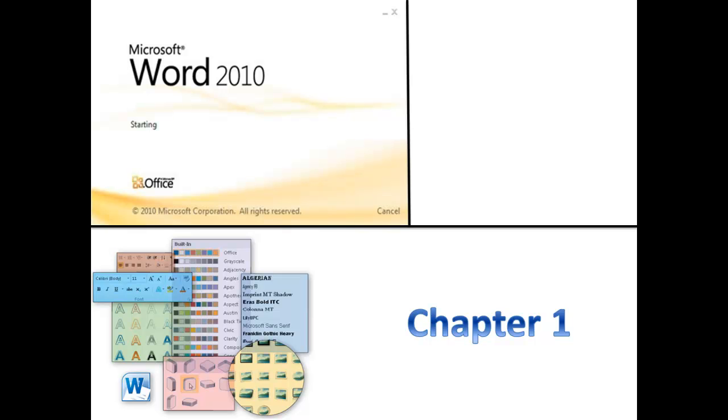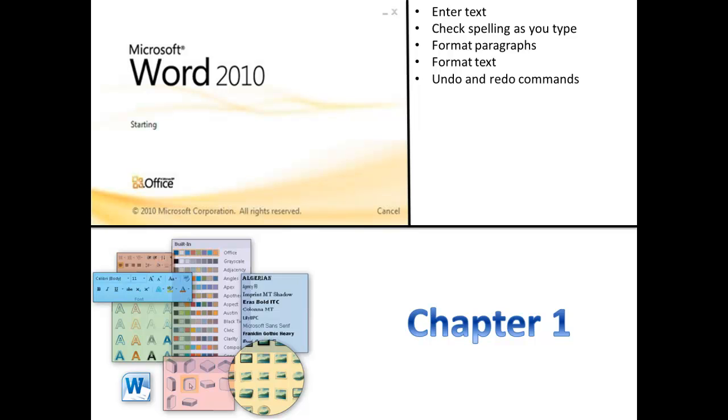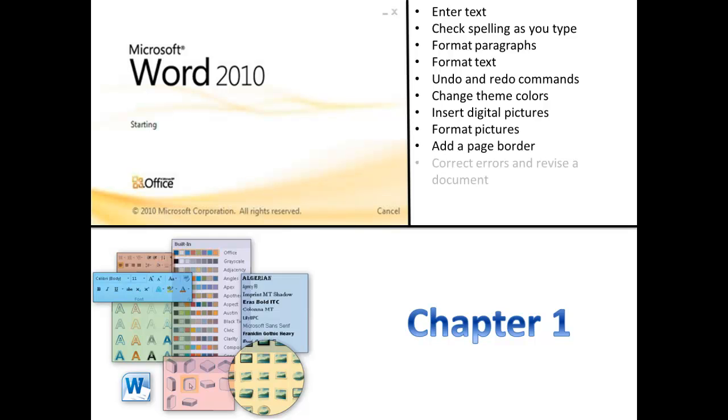In this chapter we will learn how to enter text, check spelling as you type, format paragraphs, format text, undo and redo commands, change theme colors, insert digital pictures, format pictures, add a page border, correct errors and revise a document, change document properties, and then finally print.